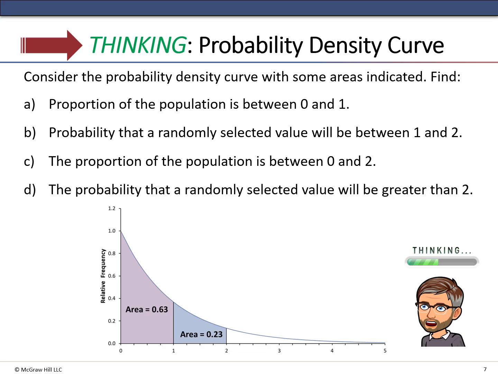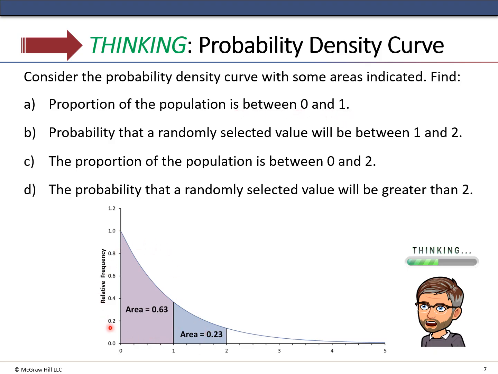So see if you can answer these questions. Hit pause. This is pretty straightforward. Hit pause, answer these 4 questions, and then hit play again. Consider the probability density curve with some areas indicated. Find the proportion of the population between 0 and 1.